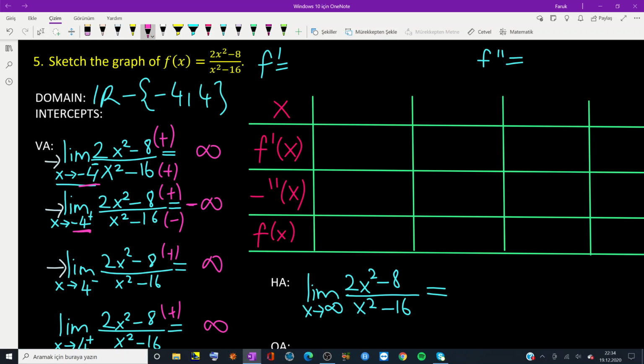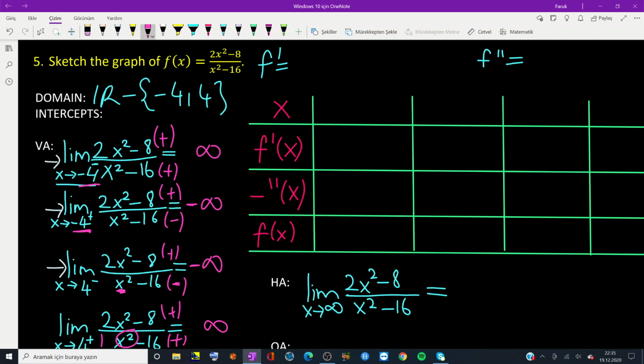When you approach to the point 4 from left, you see that denominator is negative. If you approach from left, you have something smaller than 16. This is why you have negative here. When you approach from right to the point 4, you have something greater than 16. This is why the sign of denominator is also positive, and you have plus infinity. What can we say about this vertical asymptotes? We can say that x equals minus 4 and x equals 4 are two-sided vertical asymptotes.